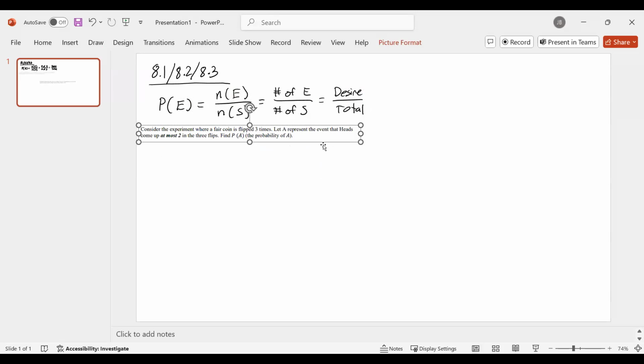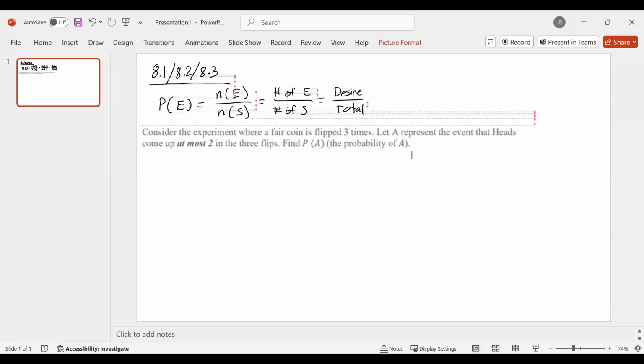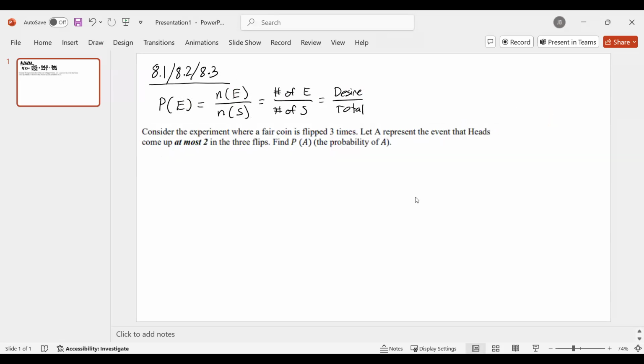So consider an experiment where a fair coin is flipped 3 times. Let A represent the event that heads comes up at most 2 times in 3 flips. Find the probability of A, right? Now, there are many ways to do this problem. There are more elegant or clever ways of doing it. But always remember, you can just go back to the basics. What do you want and how much do you have total? Okay. So step number 1 is formula.